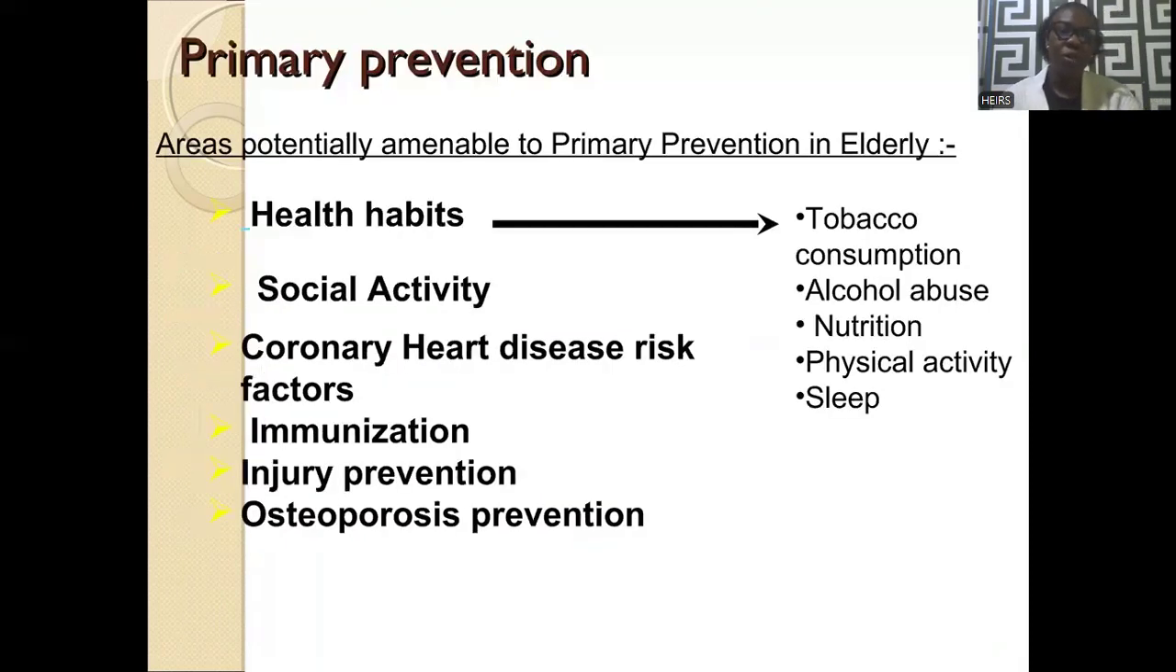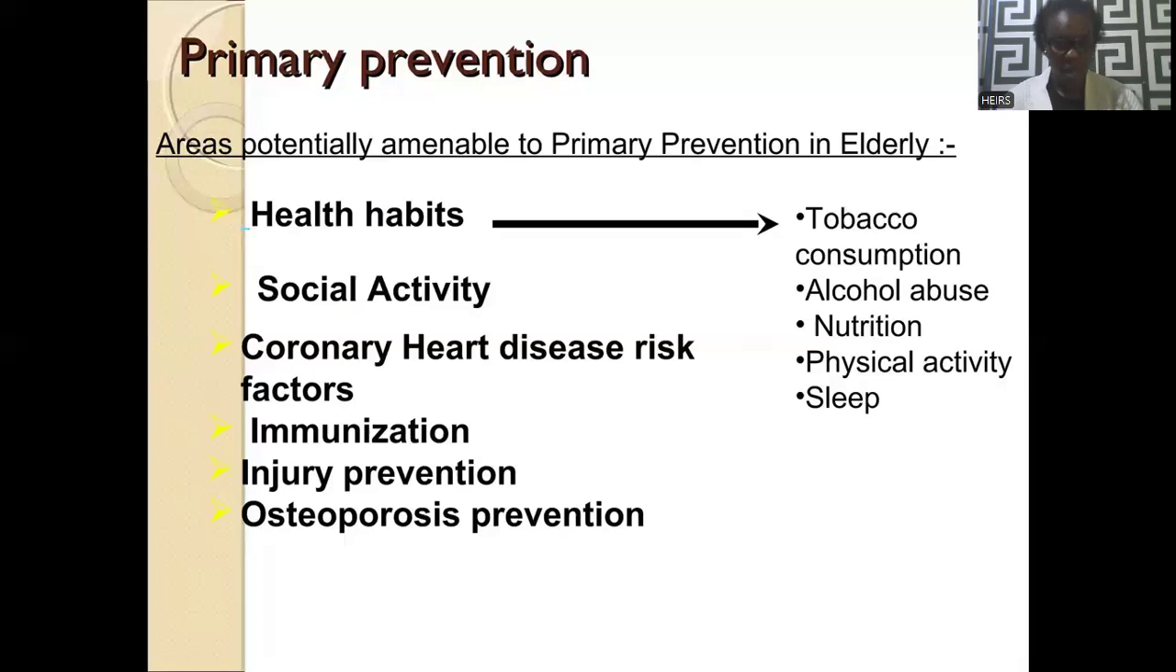Primary prevention is to identify areas that are potentially amenable. So that will be health habits. Elderly people will be advised to quit consumption of tobacco, that is cigarettes, snuff, and the like. Then alcohol, to quit. I think that is a challenge to moderate it. Then healthy nutrition, to increase their physical activity, and of course to have adequate sleep. Then the elderly people will also be encouraged to have a very robust social lifestyle.